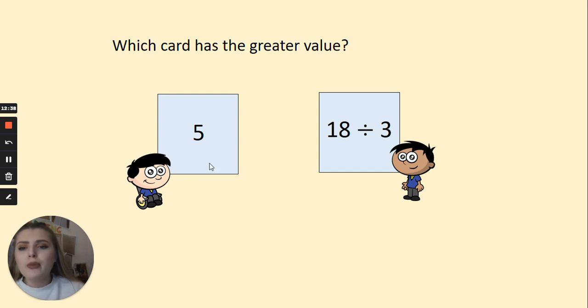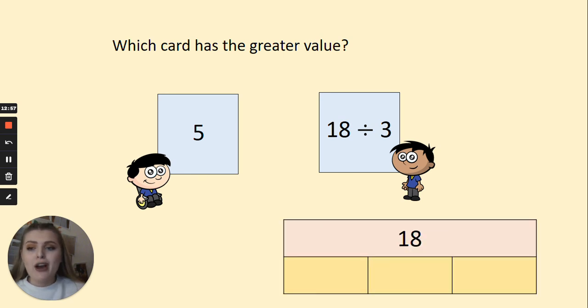So we know over here that he has 5. That's nice and simple. He has 5. The value of his card is 5. But over here, we're not quite sure what the value of his card is because we have to work out the answer. So we have 18 divided by 3.